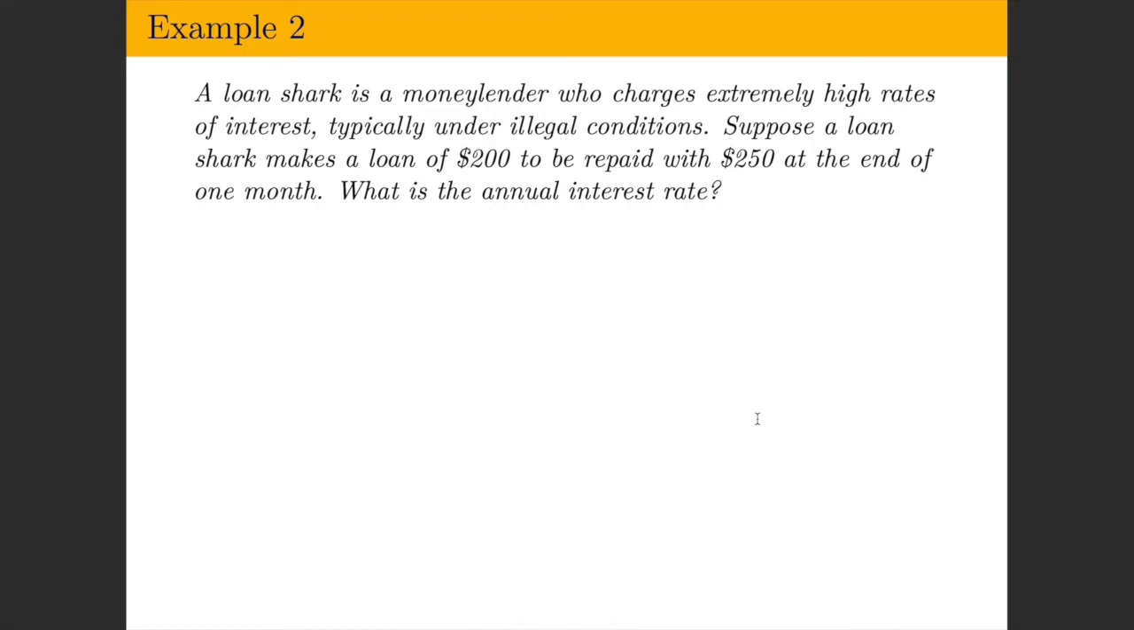Let's have a look at example 2 now. A loan shark is a money lender who charges extremely high rates of interest, typically under illegal conditions. Suppose a loan shark makes a loan of $200 to be repaid with $250 at the end of 1 month. What is the annual rate of interest? And I want you to take notice again of annual here.